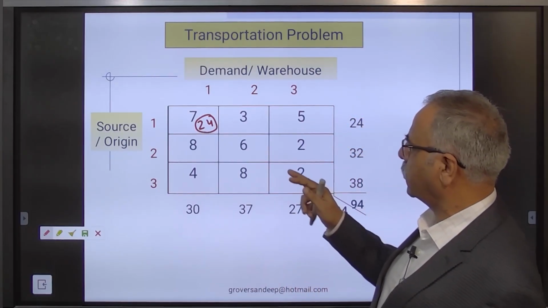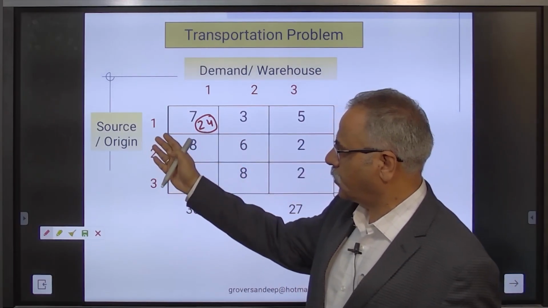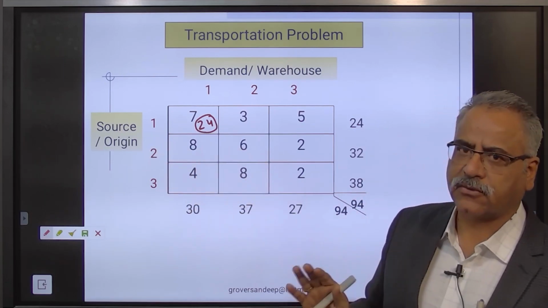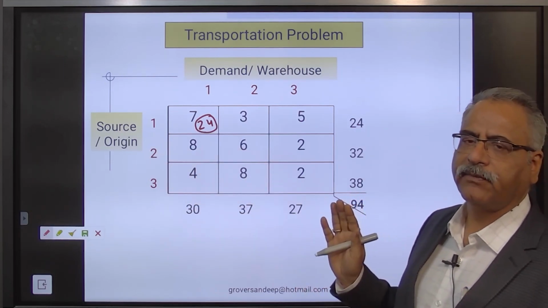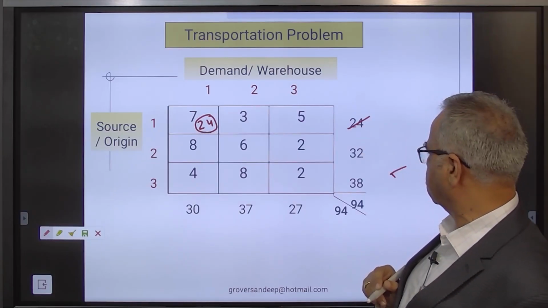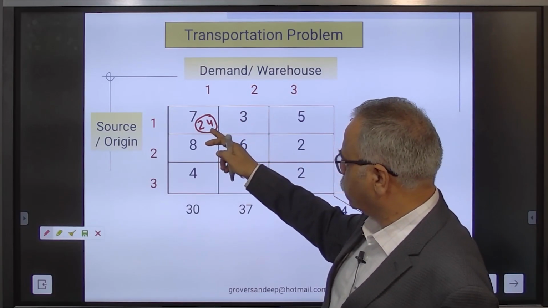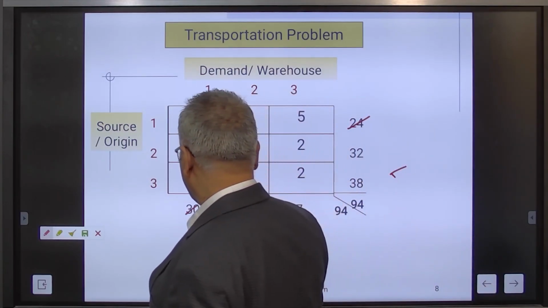So when you allocate 24 units over here, you see the plant number 1 or the origin number 1 capacity is now exhausted. So there are no units left in the plant number 1 to be transferred. So I put a cross for this like this. Okay. So when 24 units are transferred here, how many are remaining here?